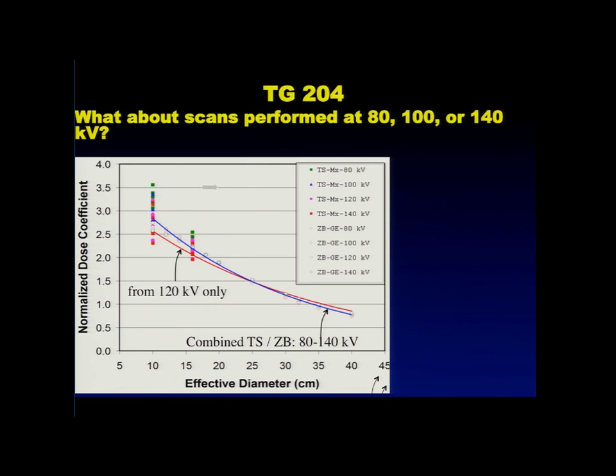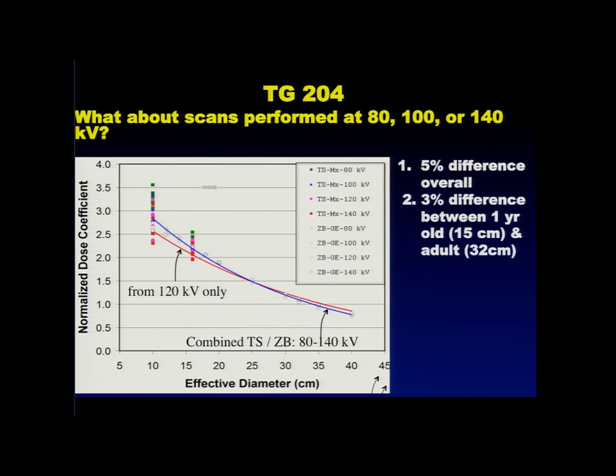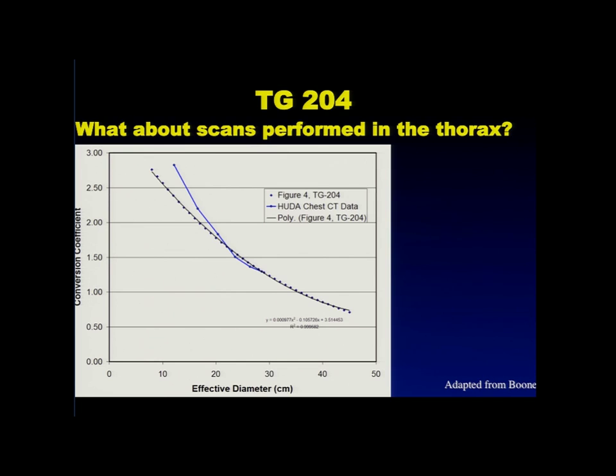So then you say to me, well, Keith, that's great, works for 120 kV, but all the sites I go to now, when they do pediatrics, they use 80 and 100 kV. What do we do about that? Well, these two curves address that. One's for 120 kV, and the other one's for 80, 100 and 140 kV. You'll notice the two curves are pretty identical to one another. In fact, there's a 5% difference overall. There's a 3% difference between the 1-year-old at 15 centimeters and the adult at 32 centimeters. I can live with that.